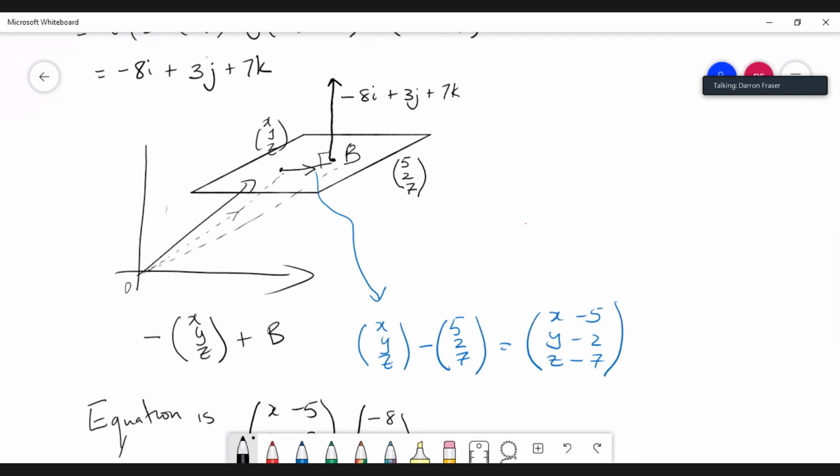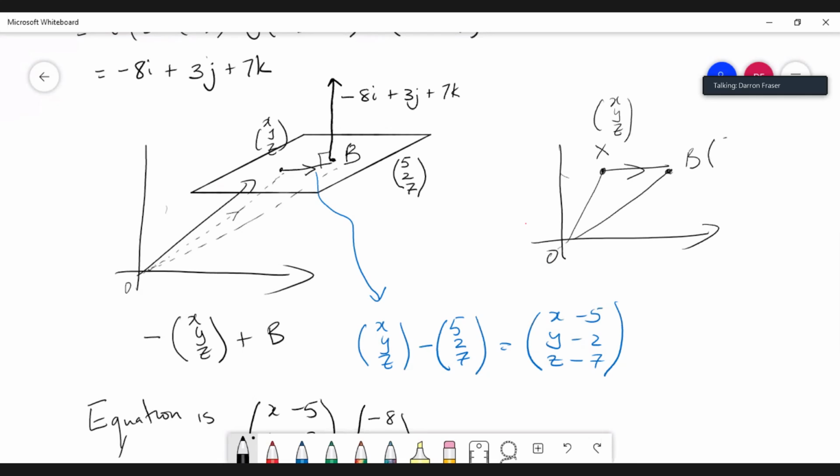So let me draw another diagram over here. So we were saying that you have the point X, Y, Z, call it X, and B. And so we want the equation of that line from X to B. So we were saying that it's going to be X to O plus O to B. So this point here is what we call X, Y, Z. And this point here is what we call 5, 2, 7. So it's minus, O to X is X, Y, Z.